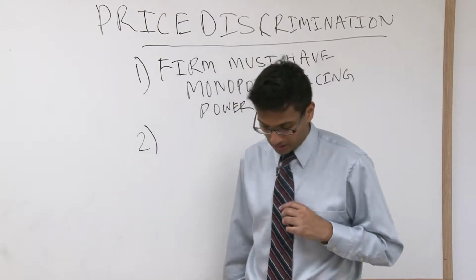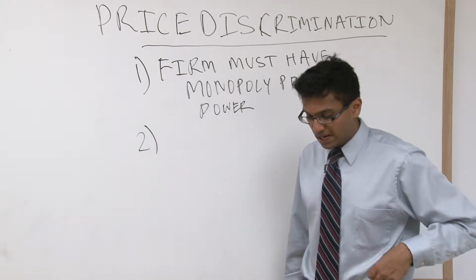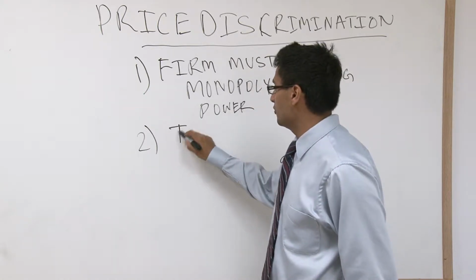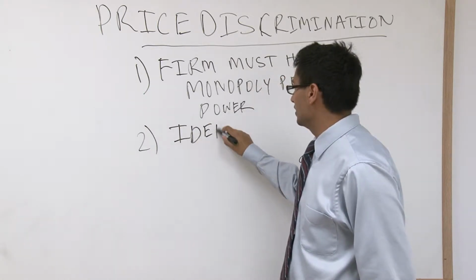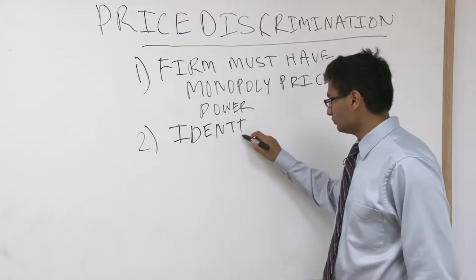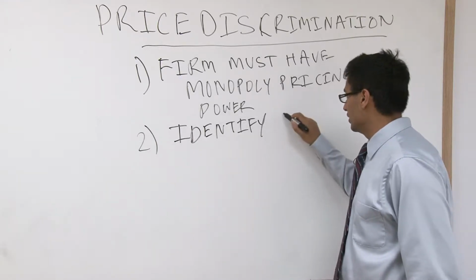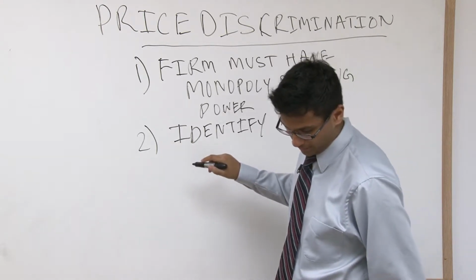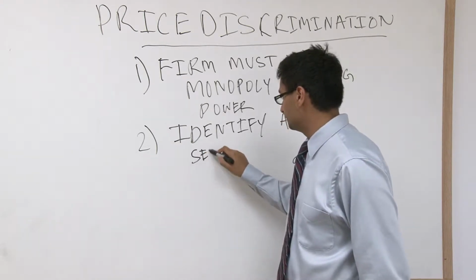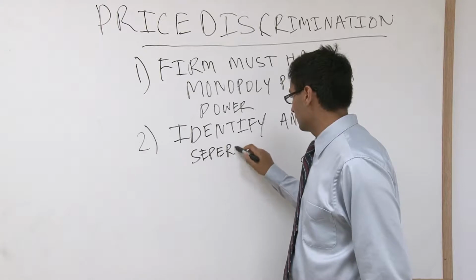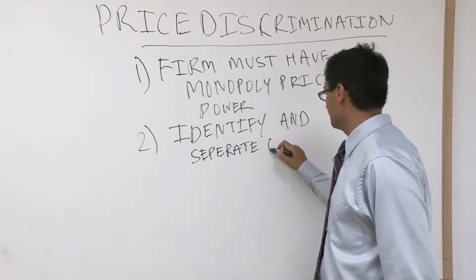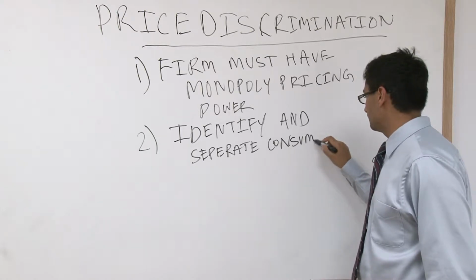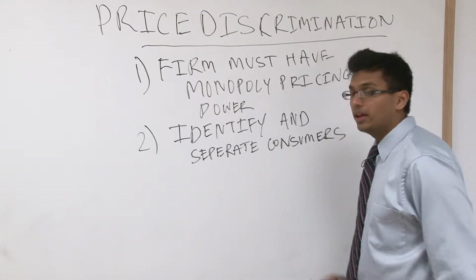Number 2 is the following. The firm must be able to identify and separate groups of consumers. Okay, what do we mean by this? I'll tell you exactly. Identify and separate customers or consumers.